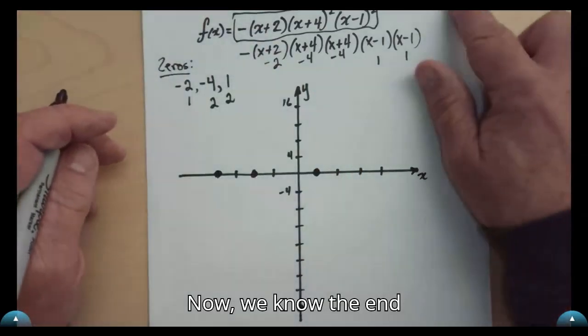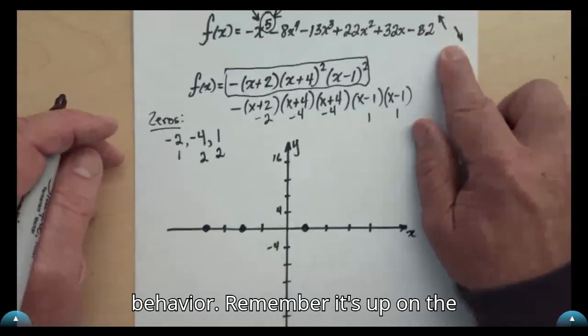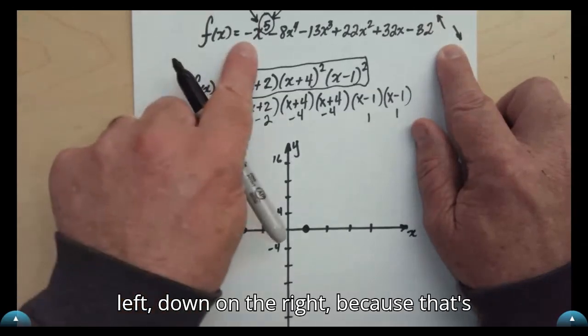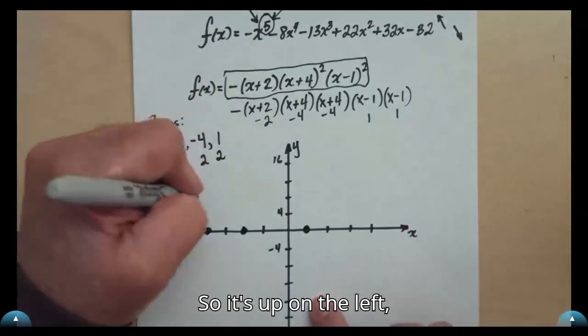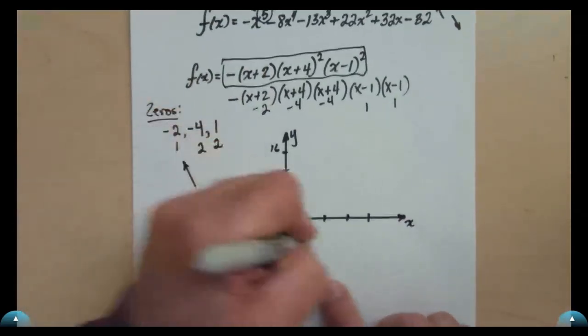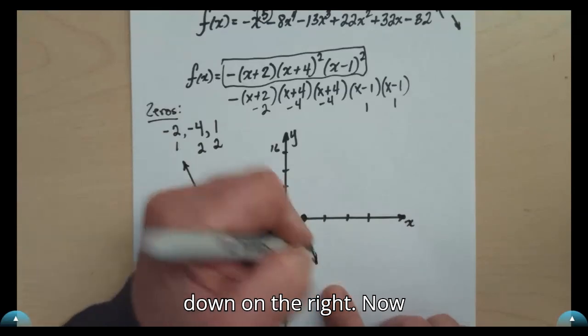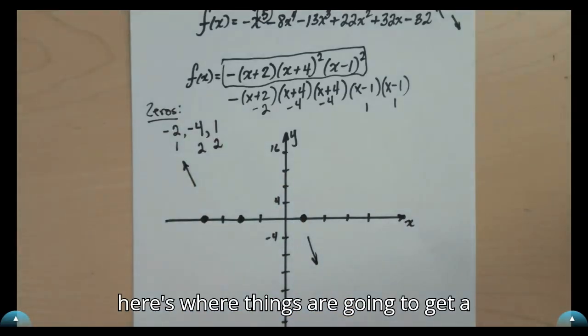Now, we know the end behavior. Remember, it's up on the left, down on the right, because that's negative x to the 5th. So it's up on the left, down on the right. Now, here's where things are going to get a little bit sticky.